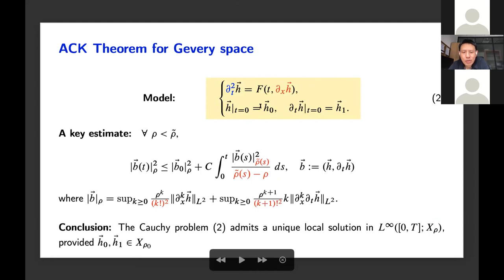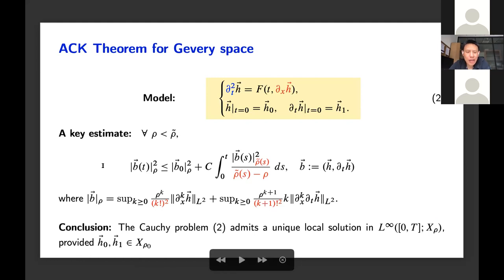For this system, we can also derive the following estimate. It is similar to before, but here we have introduced some weight function. Then B is the vector of H and DTH. So we can perform the estimate in this one, but here we replace the analytic norms by the Gevrey norm with Gevrey index equal to two. This term stands for the order K, and for this one the order is K plus one. But you may notice that there is an extra factor here. That means for this function, we only lose one half derivative, not a full order derivative.